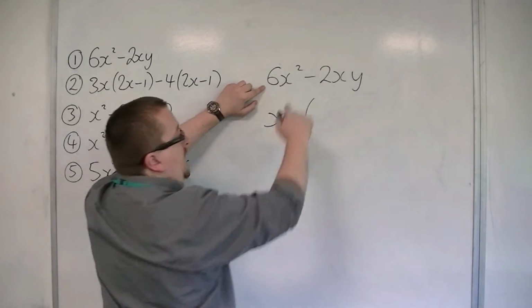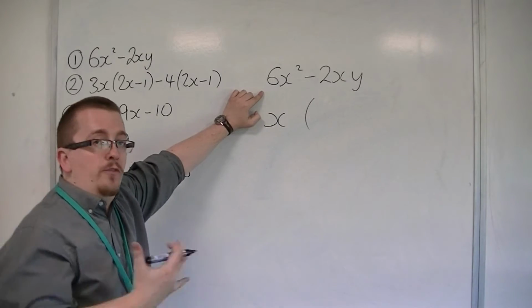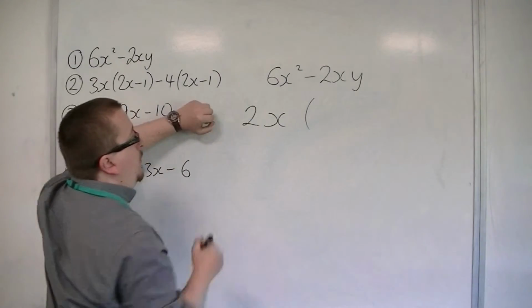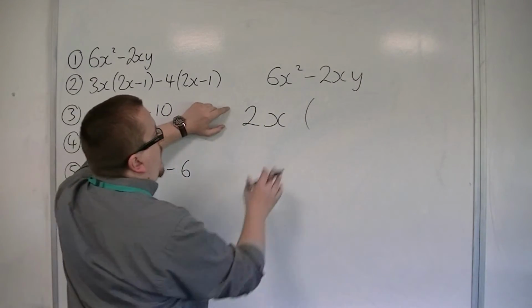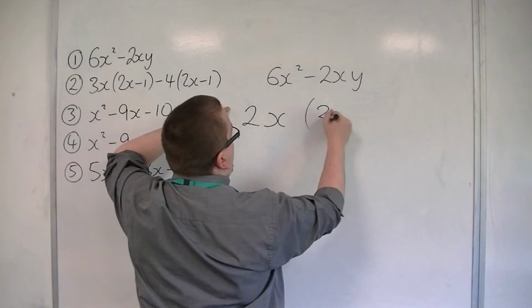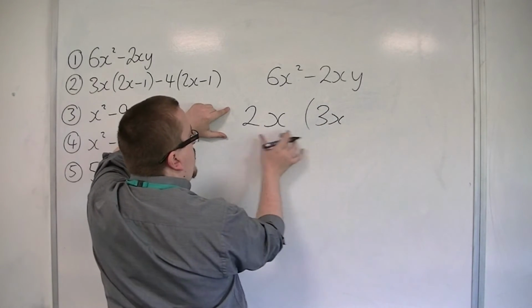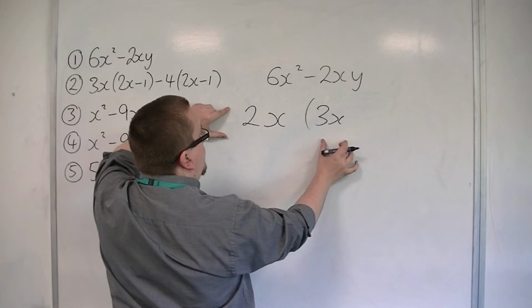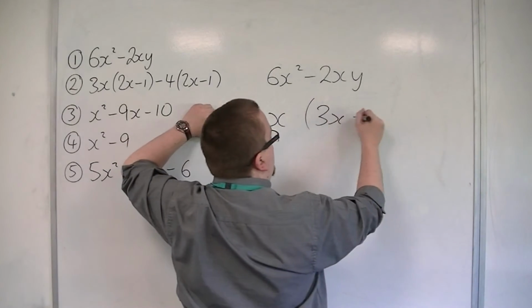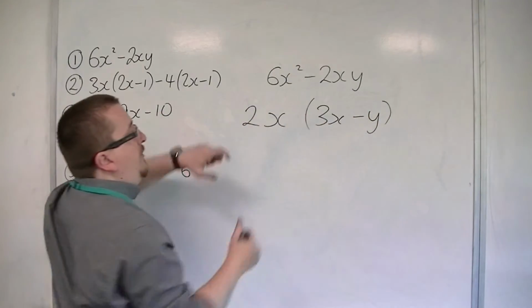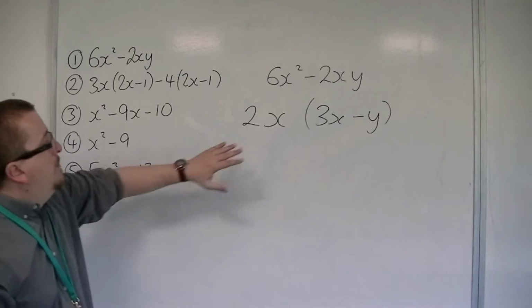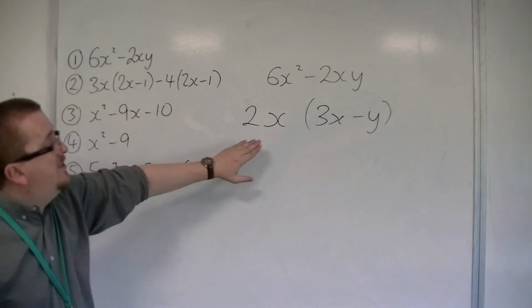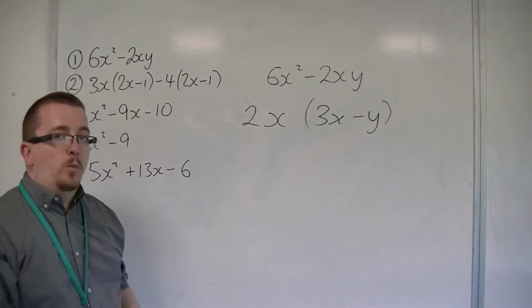And 6 and 2, they both have a factor of 2. So 2 can also be pulled outside the bracket. So inside, I would have to have 3x to multiply with that 2x to make 6x squared. And the 2x would have to multiply with minus y to make minus 2xy. So completely factorised, the first one is 2x times 3x minus y.